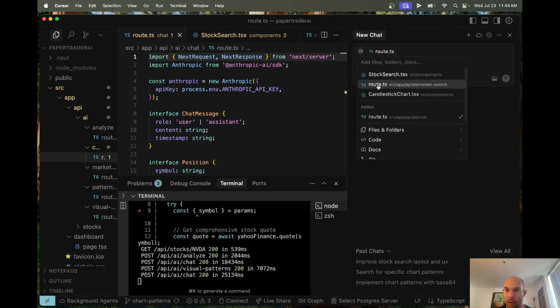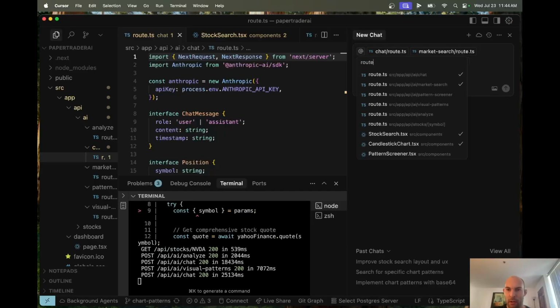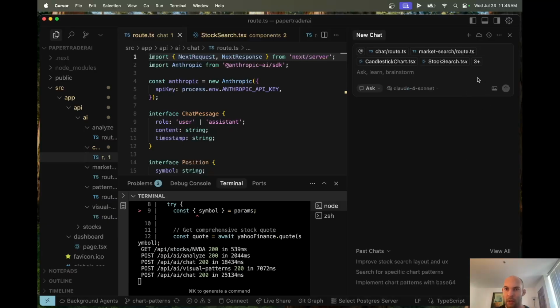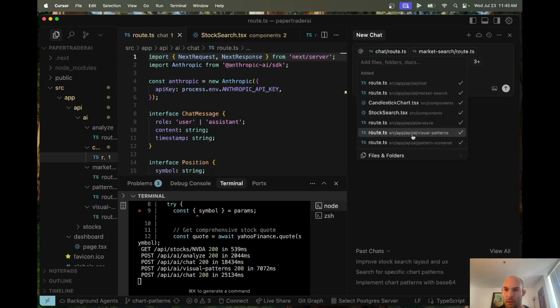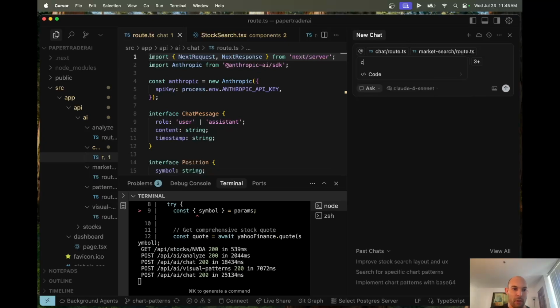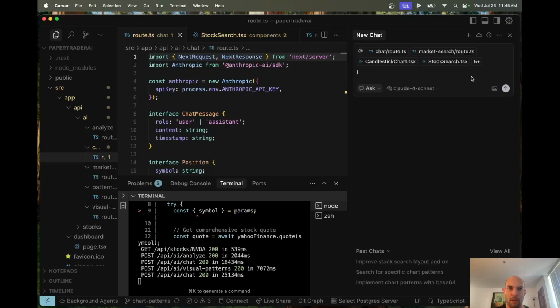We're going to need the route for the market search. We're going to need the candlestick chat, stock search, the route for the chat. What other? I thought we needed the route for analyze, visual patterns, pattern screener. Okay. And then, oh wait, we need the actual chat, floating chat, stock chat. Yes. Okay.